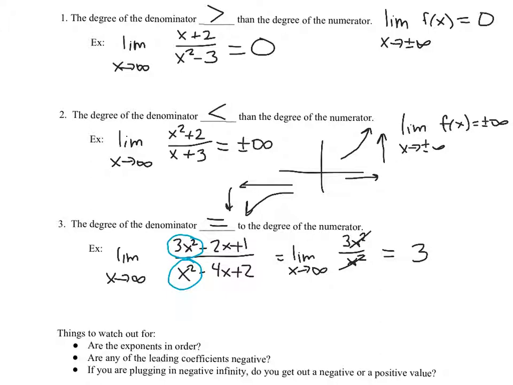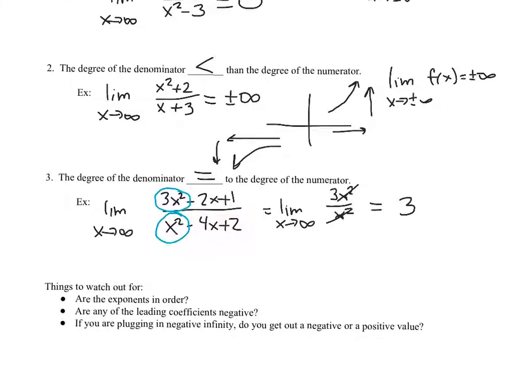Just some kind of things to look out for. Make sure the exponents are in order, because we do want to get the highest power. If any of the leading coefficients are negative, that might influence where the graph is going. Remember, all these you can graph and see whether they're going to infinity or negative infinity. And when you are plugging in negative infinity, do you get a positive value? For instance, when you square negative numbers, you always get a positive, even infinite numbers.